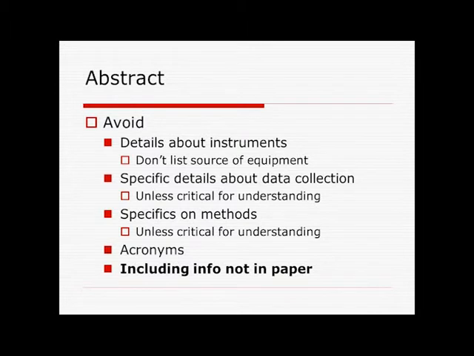So in the abstract, we want to avoid giving too much detail about our instruments unless we need to be really specific. Maybe we use a brand new PCR or qPCR machine. I'm not an infectious disease person, but they throw these things around all the time. Maybe we did something that has never been done before with some sort of instrument. We want to talk about that. We don't want to include a lot of details about our data collection. We don't want to be too in the weeds again about the methods.